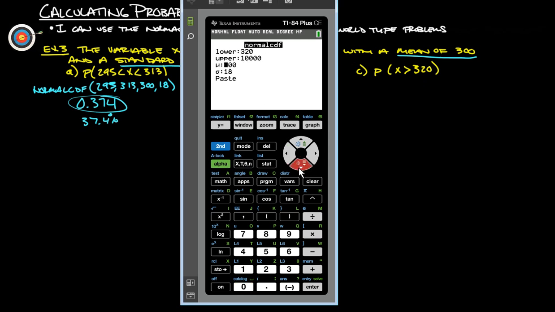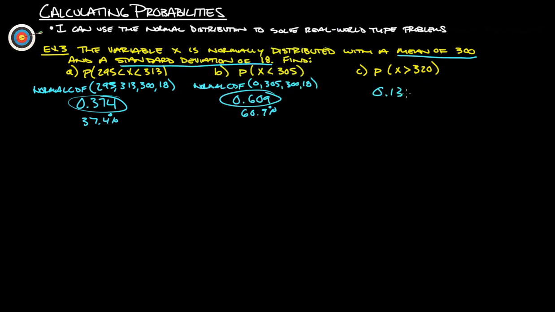And then the mean and standard deviation are still the same. So we go down to paste, enter, and it gives us a probability of 13.3%. Again, just leaving it as a decimal is just fine.